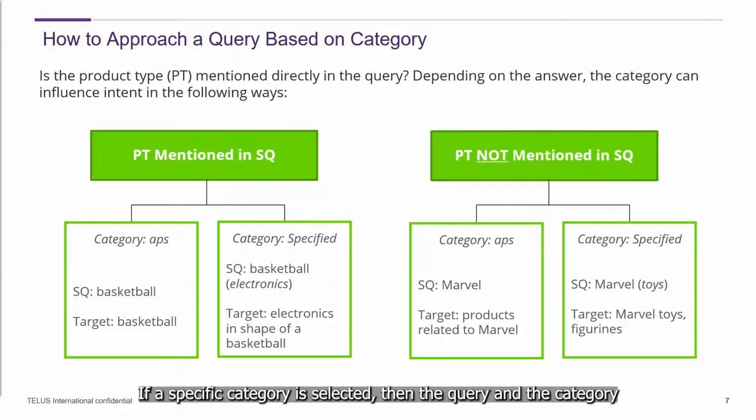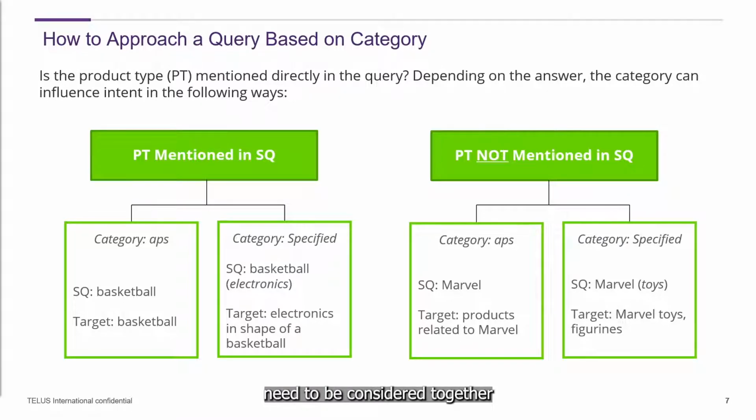If a specific category is selected, then the query and the category need to be considered together, and it may change the intent of the user. So take the search query basketball again. But this time, the category selected is electronics. One can find phone covers, pen drives, etc. in the shape of a basketball. So in this case, those types of products will be marked exact and not basketballs.